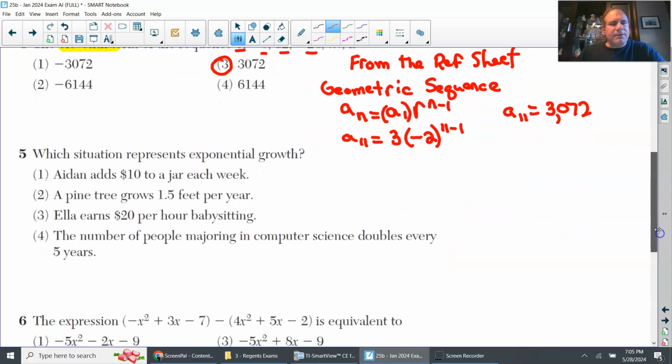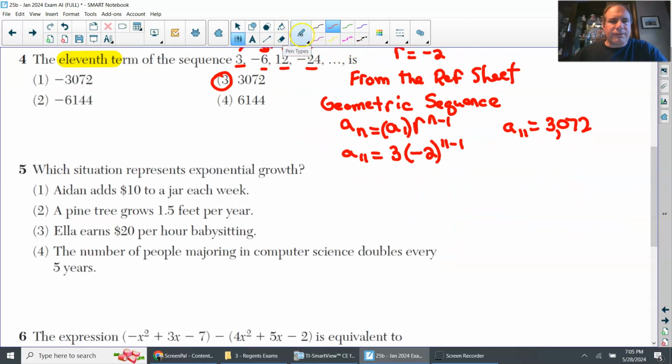Remember, number 5, exponential growth. Exponential growth is not constant. It is not constantly happening, one after another, like every month you put in $10, $10 the first month, $10 the second month. Exponential growth does not work like that. That is linear growth. Adding $10 to a jar each week, that's linear.